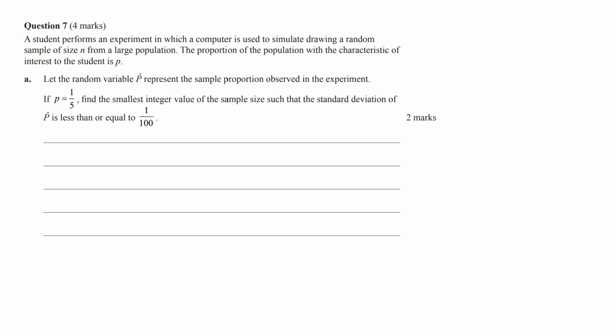Reading the question, we have a student performs an experiment in which a computer is used to simulate drawing a random sample of size n from a large population. The proportion of the population with the characteristics of interest to the student is p. Let the random variable p hat represent the sample proportion observed in the experiment. If p is equal to 1 on 5, find the smallest integer value of the sample size such that the standard deviation of p hat is less than or equal to 1 on 100.